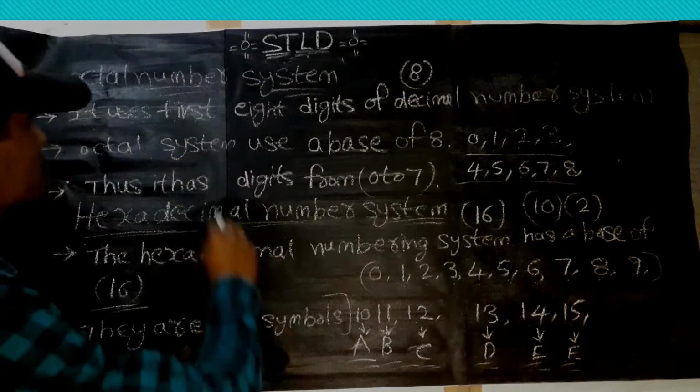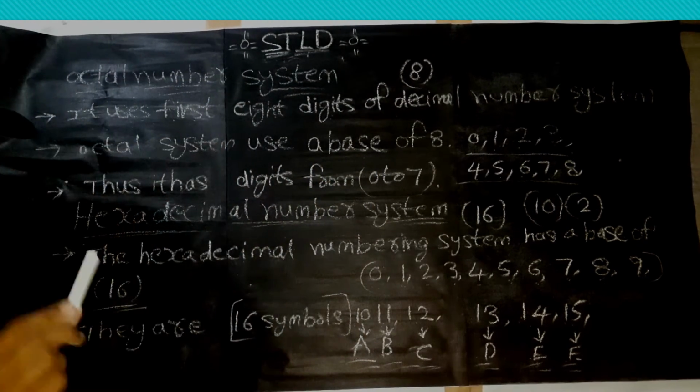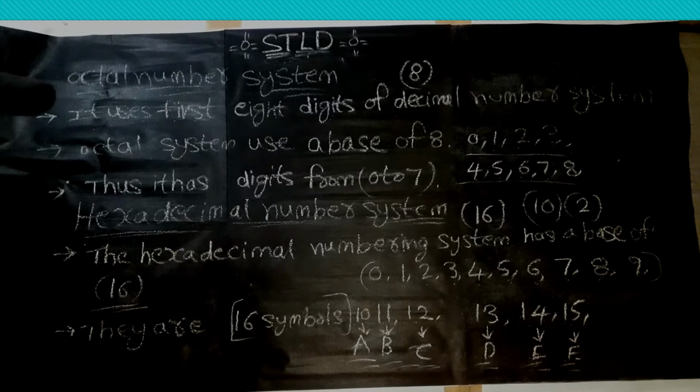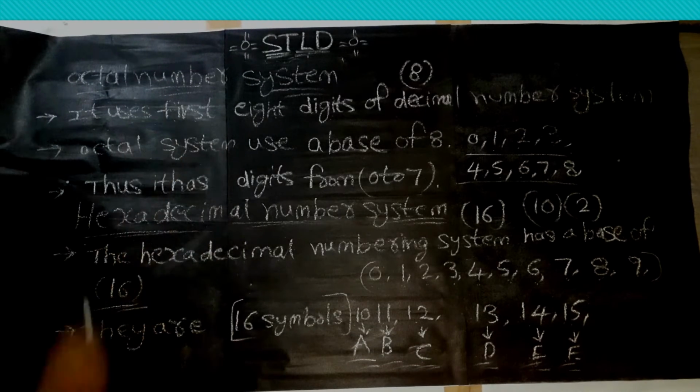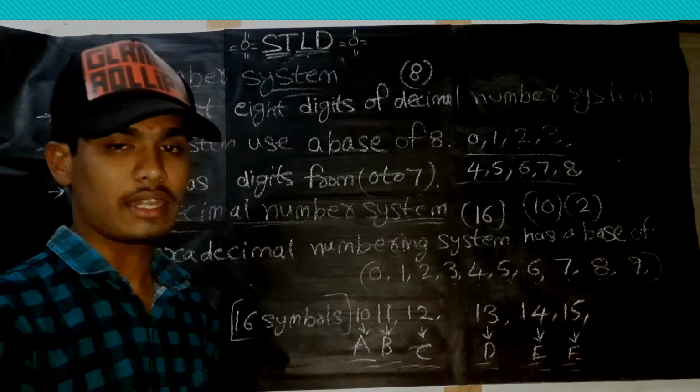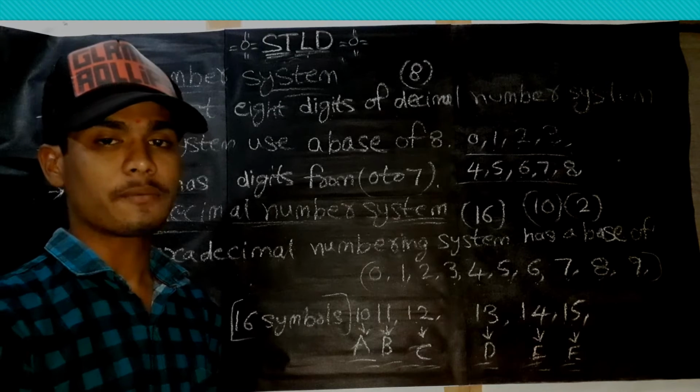Okay, this is about number systems. There are 4 types: binary, decimal, octal, and hexadecimal number systems. The radix of the binary number system is 2, the radix of the hexadecimal number system is 16, the radix of the octal number system is 8, and the radix of the decimal number system is 10.